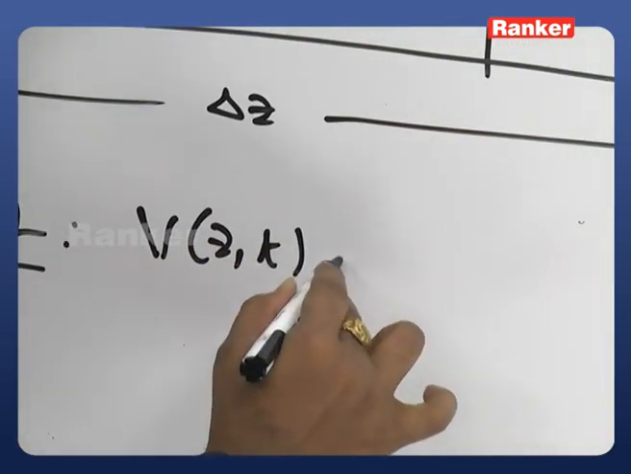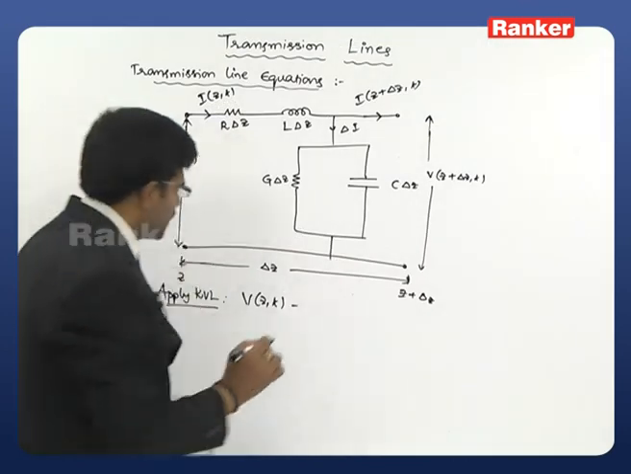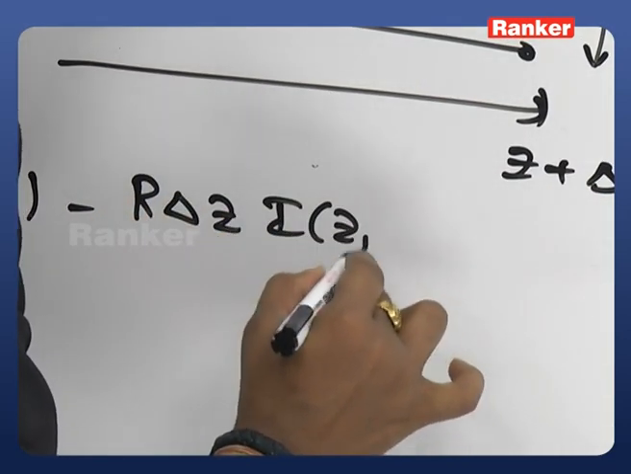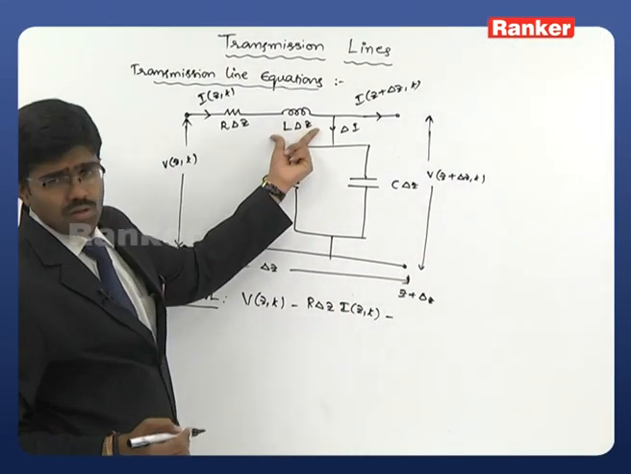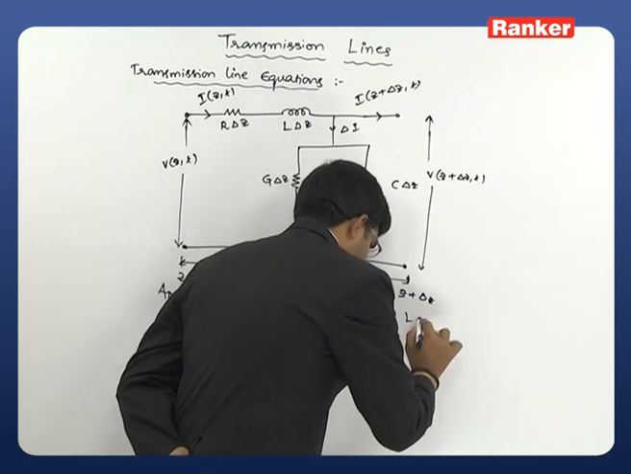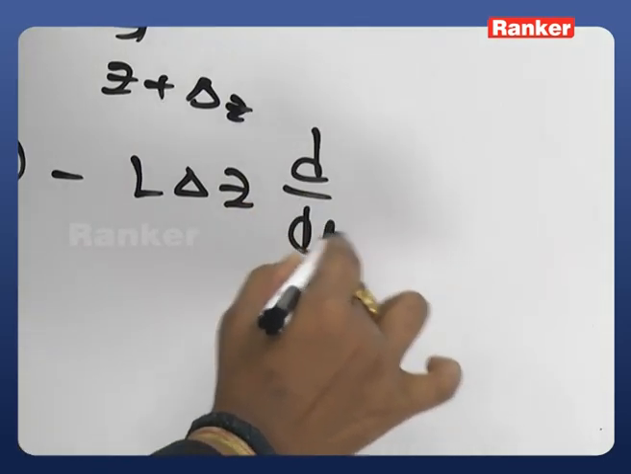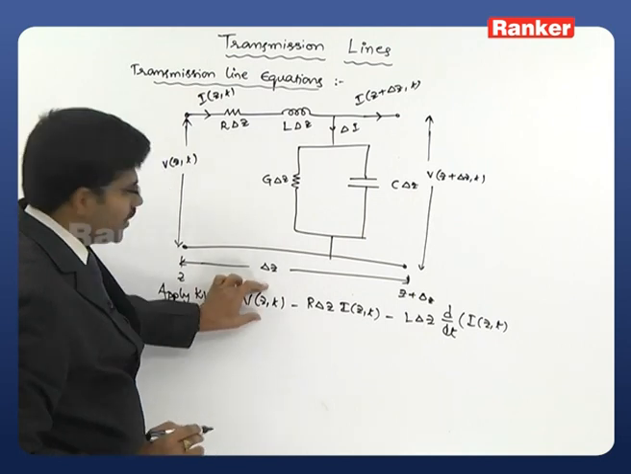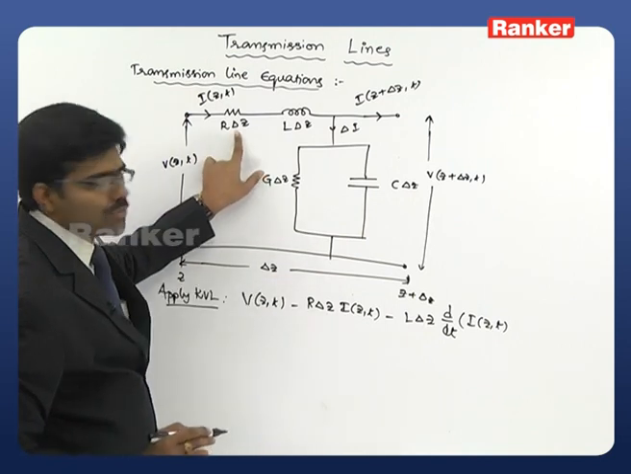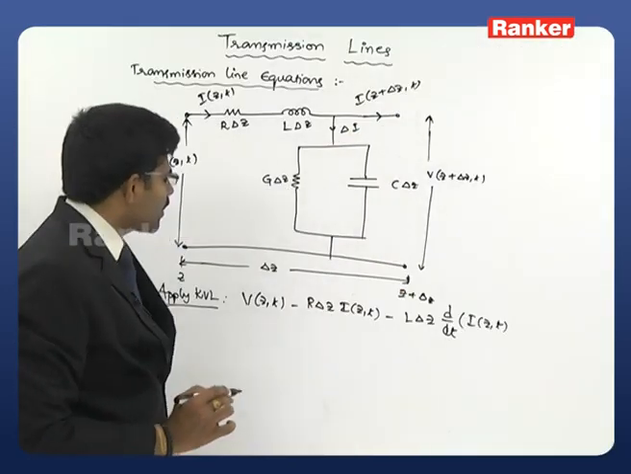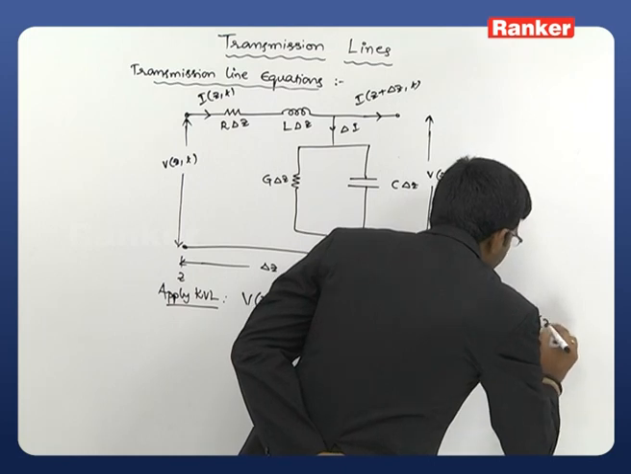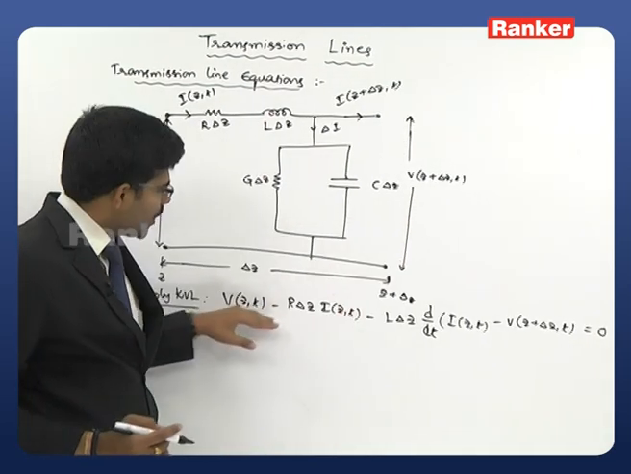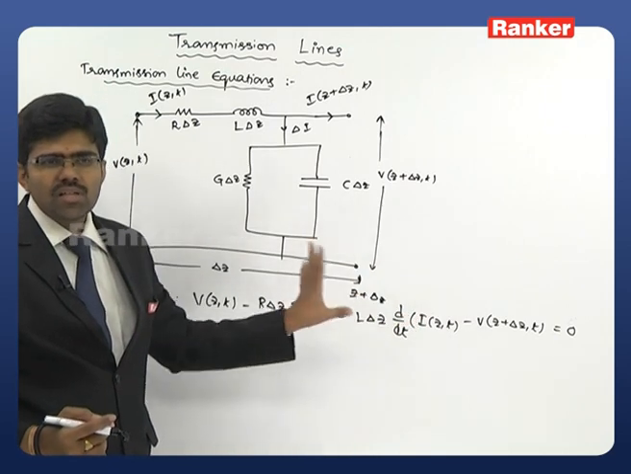V of Z comma T minus the voltage drop across this resistance, which is R delta Z multiplied with the current flowing through it, I of Z comma T, minus, here we have an inductor component, so the voltage drop across this is L delta Z d by dt of the current flowing through it, I of Z comma T. That is, V of Z comma T, the input voltage, minus the voltage drop across this, minus the voltage drop across this, minus the output voltage V of Z plus delta Z comma T. So we took the entire outer loop, and for that we applied the KVL. Now rearrangement of this equation is the remaining part.